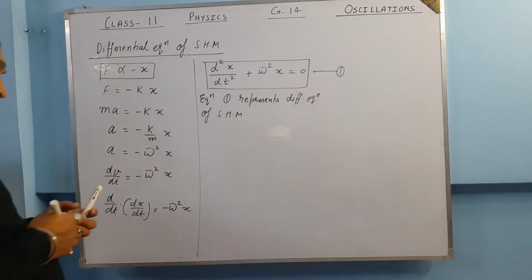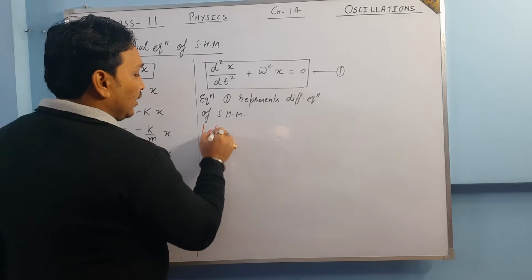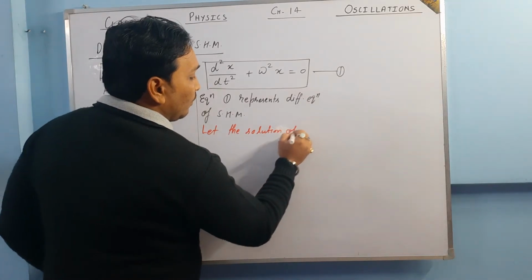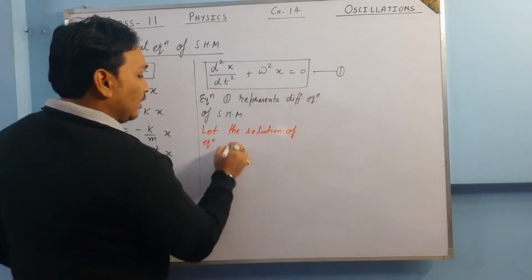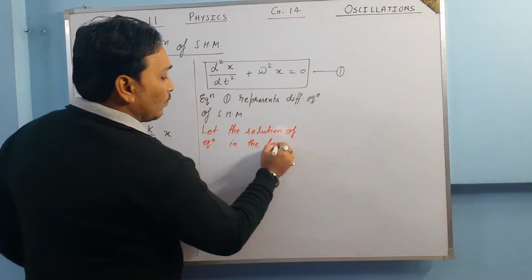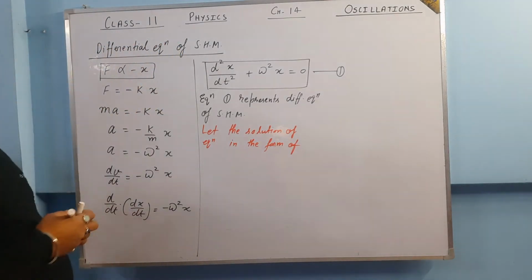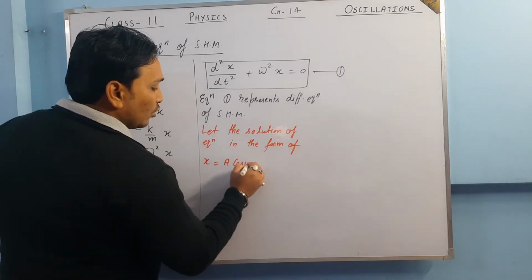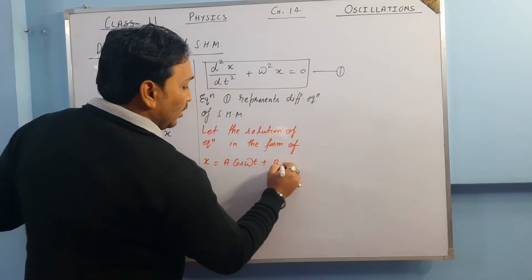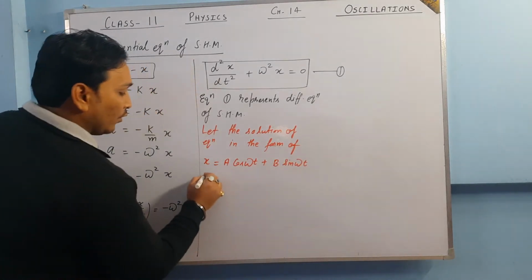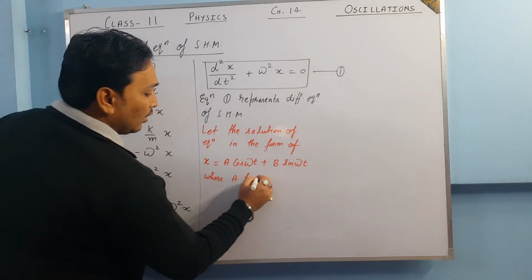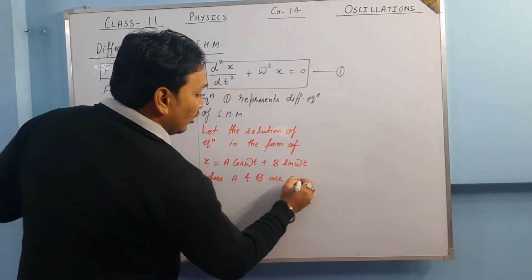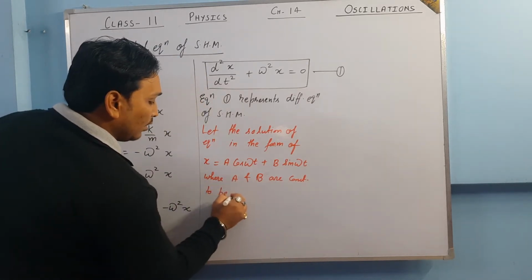So now we have an equation and we have to solve that equation. To find its solution, what we do is we say let the solution of equation 1 be in the form of, just see, x is equal to capital A cos omega t plus capital B sin omega t, where A and B are constants to be determined.